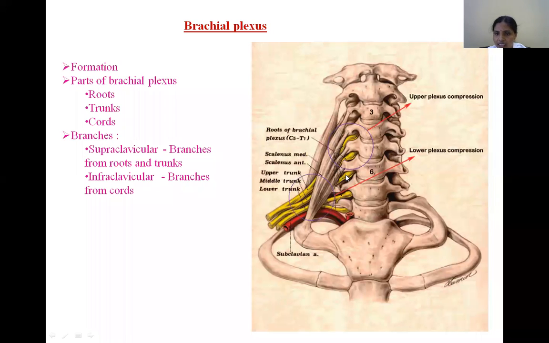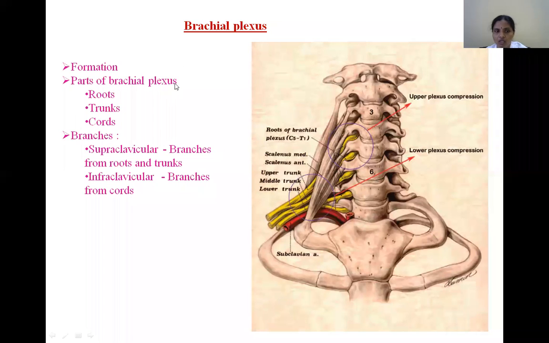Then the C7 root itself continues as the middle trunk, whereas C8 and T1 unite to form the lower trunk. Okay, so the middle and lower trunks we can appreciate in the supraclavicular triangle. So in this way, the roots unite to form the trunks. Now, each trunk, just immediately beneath the clavicle, divides into two divisions, anterior division and posterior division.